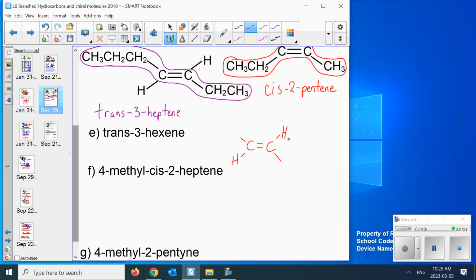So I know that the H's are also trans to each other, right? So I'm going to kind of work backwards. I'm going to go CH2, CH3. So that's 1, 2. 1, 2, 3, 4. And now 5, 6 on the other side.